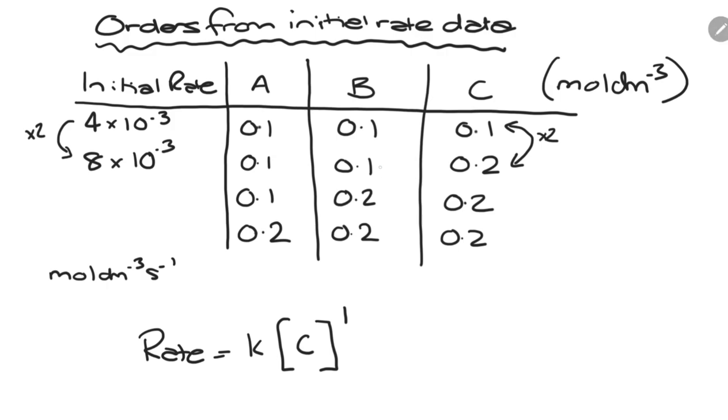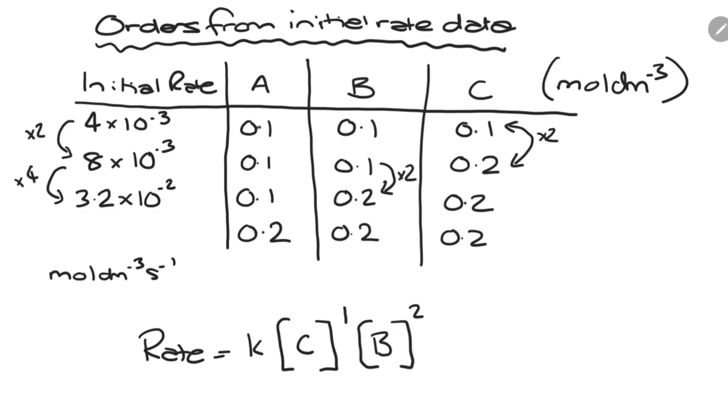If we then look at the second to third experiment, we can see that B has doubled. Again, everything else has stayed the same. This time the rate has gone from 8 times 10 to the minus 3 to 3.2 times 10 to the minus 2, an increase by a factor of 4. If B has doubled and the rate has gone up by 4, that gives us a 2 squared relationship, meaning that the order of reaction with respect to B is second order.